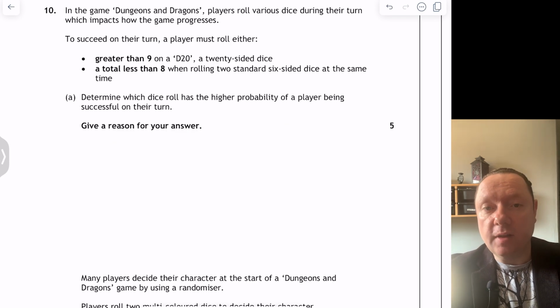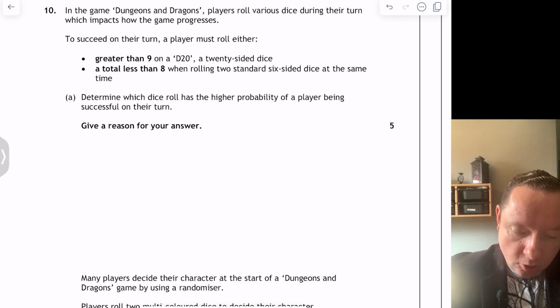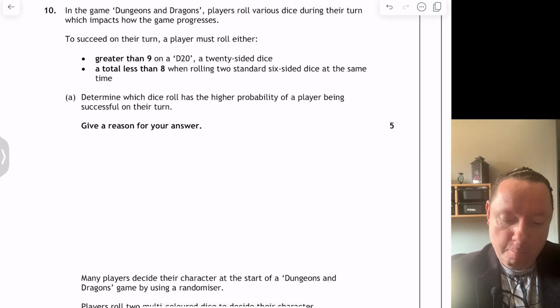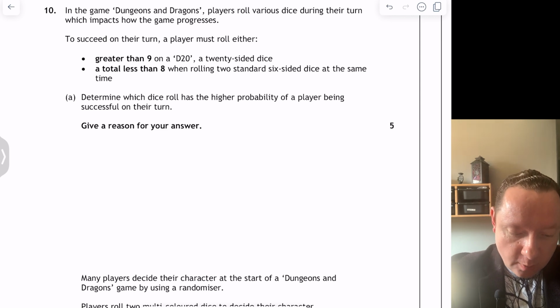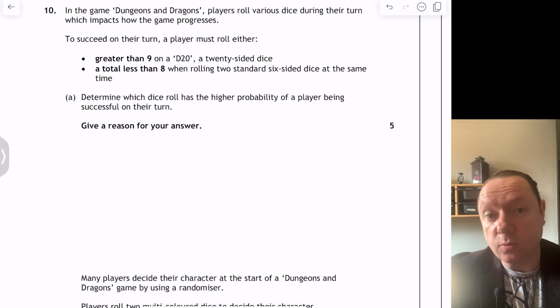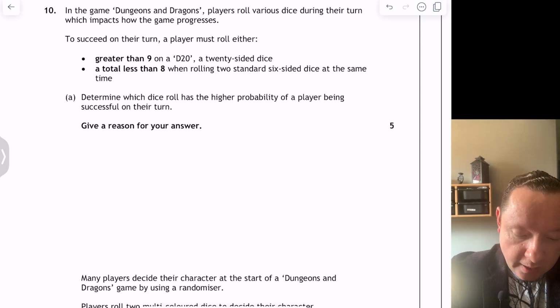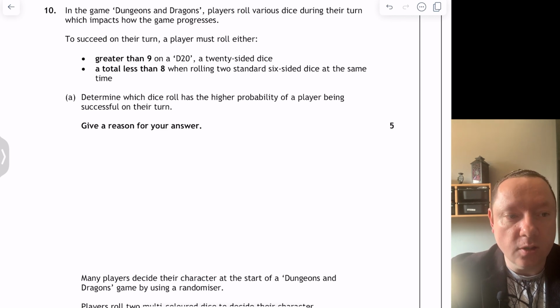Question 10, National 5 Applications in Maths 2024, Paper 2, mock paper of course. In the game Dungeons and Dragons, my favourite game actually, players roll various dice during a turn which impacts how the game progresses. To succeed in a turn, a player must roll a greater than 9 on a d20, which is a 20-sided dice, so numbers 1 to 20, or a total of less than 8 when rolling 2 6-sided dice at the same time. Determine which dice roll has a higher probability of being successful on their turn.